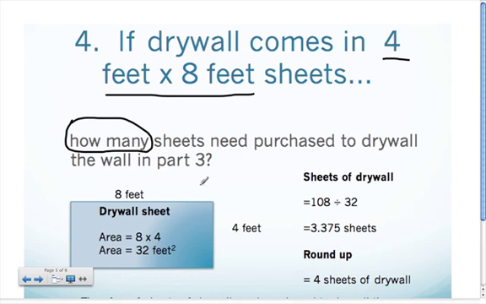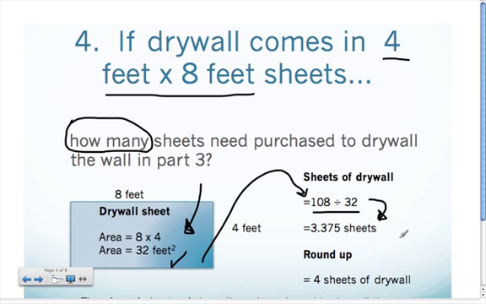And what we first need to do is figure out, okay, a sheet of drywall, what's the area of one sheet of drywall? Well, we multiply the length times width, and we find that the area of a piece of drywall is 32 feet squared. We want to see how many of those fit into our 108-foot squared wall. The tricky part is when we take that wall and divide it by the area of each drywall piece, we get a decimal, 3.375 sheets.